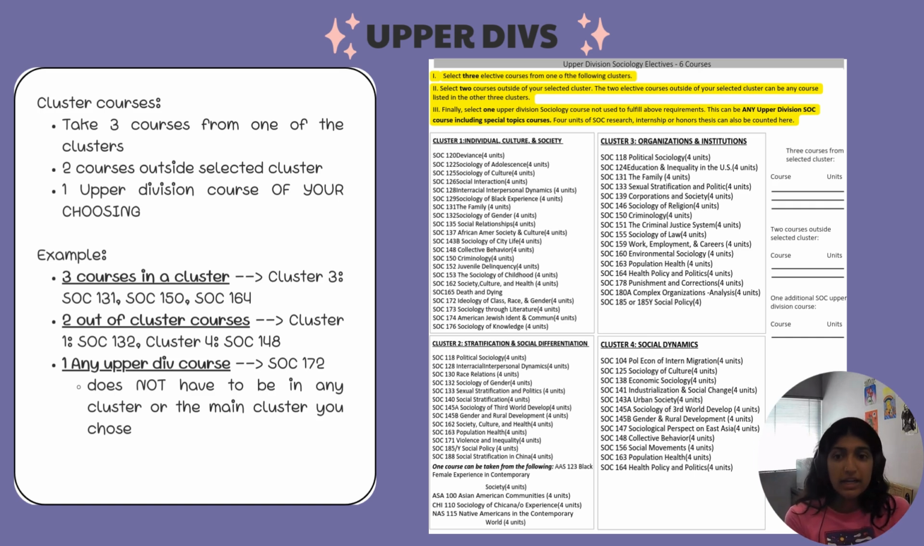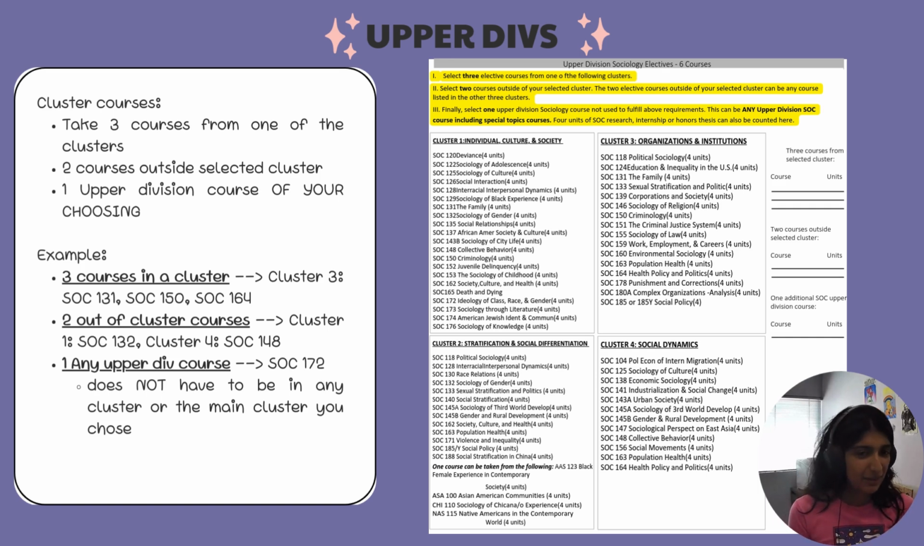And on the left here, I have some example courses. So for example, if I chose cluster 3 as my main cluster, then maybe I would decide to take Soc 131, Soc 150, and Soc 164. Those would be my 3 in-cluster courses. And then I'm going to take 2 courses outside of my cluster. So maybe I want to choose Soc 132 from cluster 1, and I'm going to choose Soc 148 from cluster 4. And then finally, I'm going to take one upper division course of my choice, so 172. It doesn't matter where it falls. I just thought 172 was interesting, so I decided to take it.